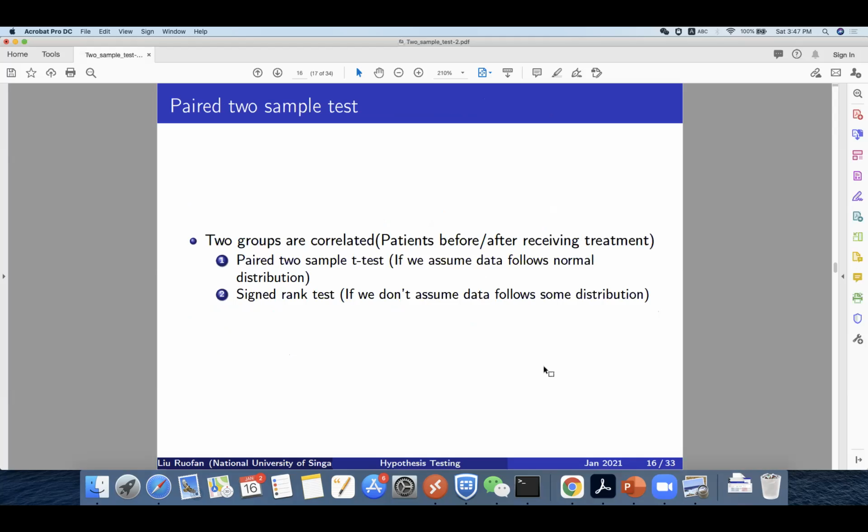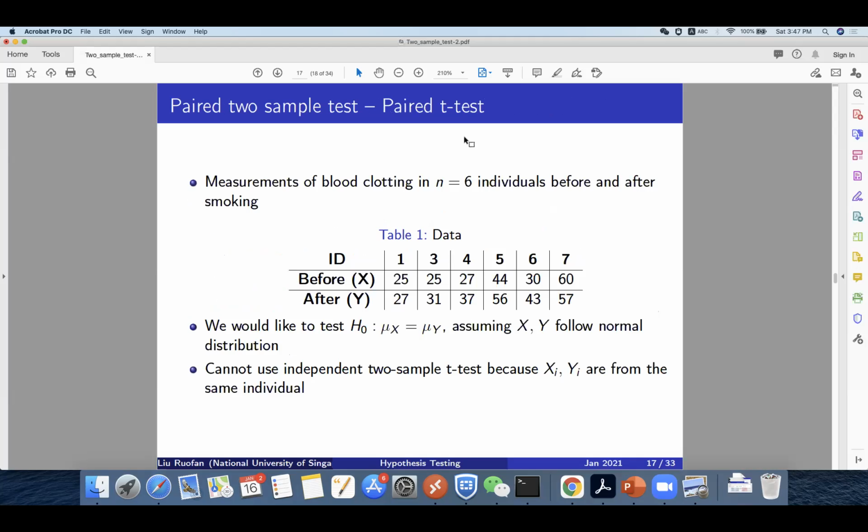Now I finished introducing the independent two-sample test. So now we can talk about paired two-sample t-test. For paired two-sample t-test, we also have two cases. The first one is normal assumption. Second one is without normal assumption. For the normal assumption case, we can use a t-test called paired t-test.